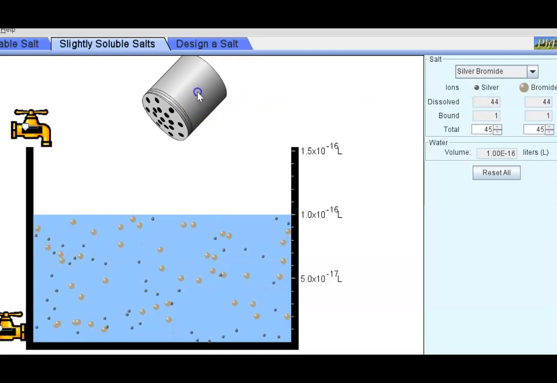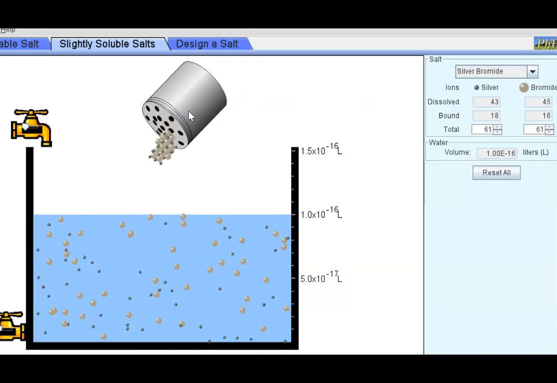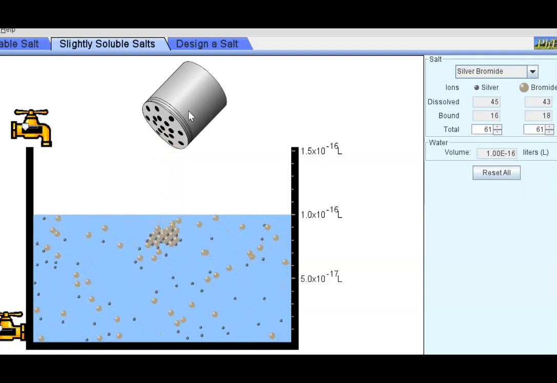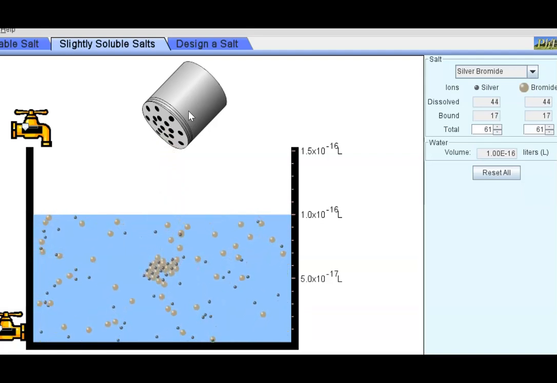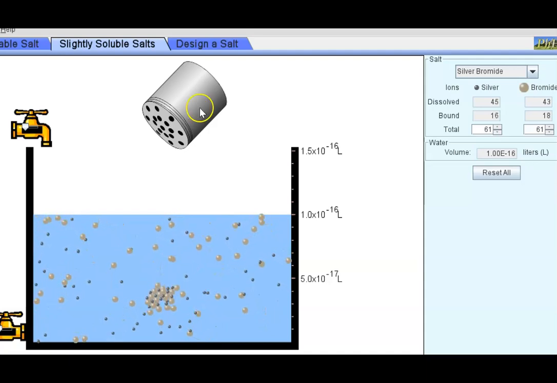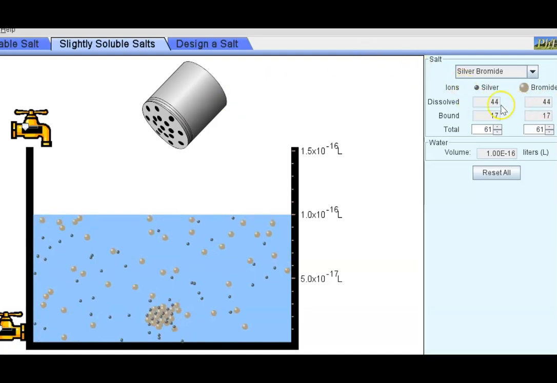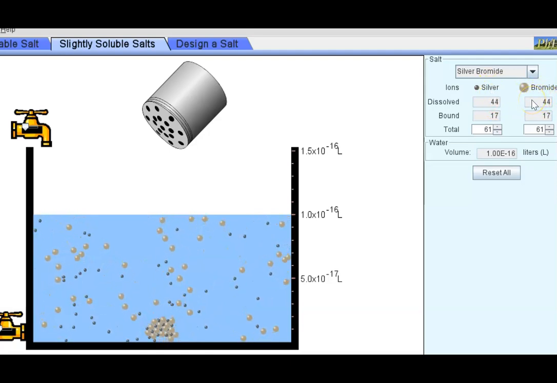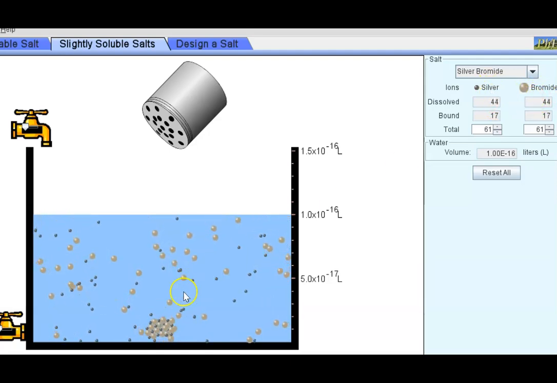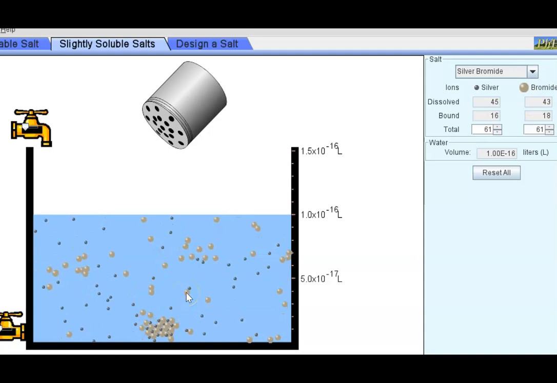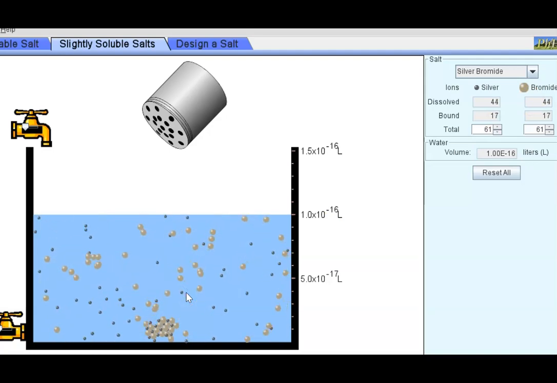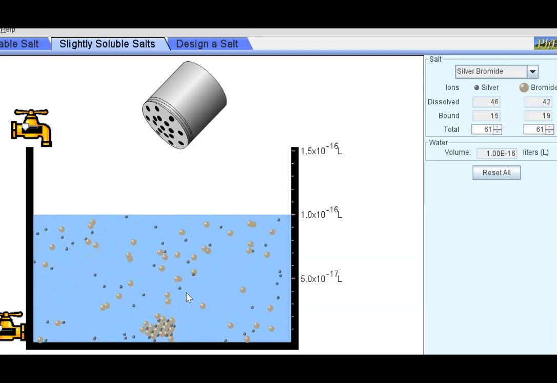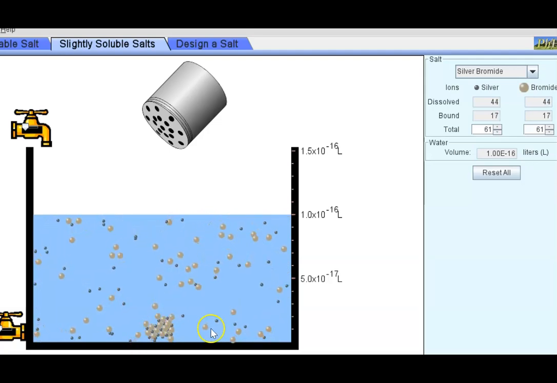If I were to add just a tiny bit more, right, we'll see that we'll have that precipitate down at the bottom, and no more of that precipitate will dissolve, and we could see that the dissolved amount of silver and bromide in the solution remains constant. We were at a saturated solution, and so the molar solubility is based on the amount of that silver bromide that could be dissolved in a given volume of solution, right?